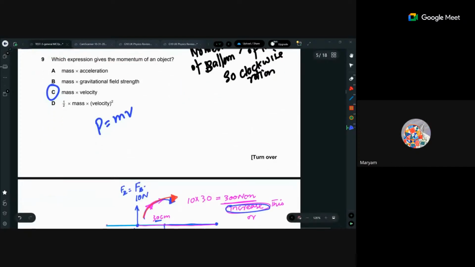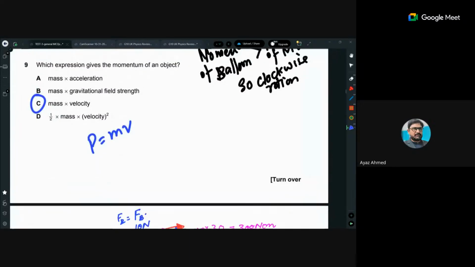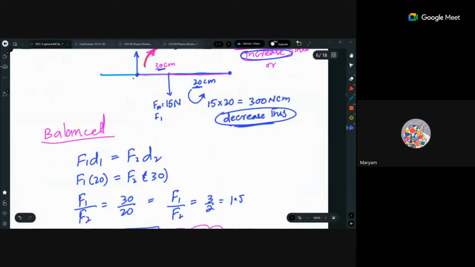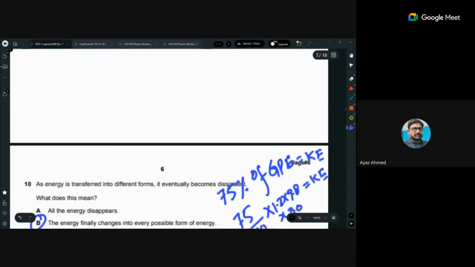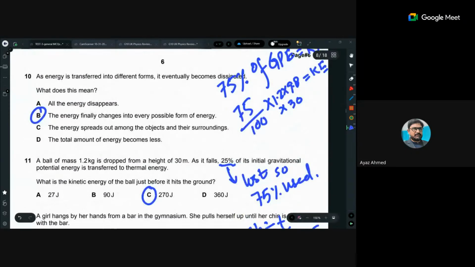Yeah, got it. And question number 9, which expression gives the momentum of the object? Momentum of the object means mass into velocity. So P is equals to mv. So option C is correct. Okay. The next question is this one.